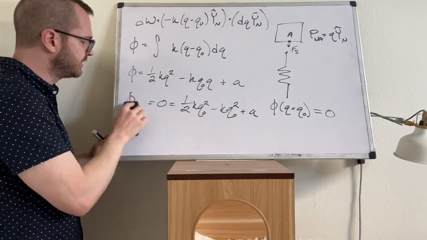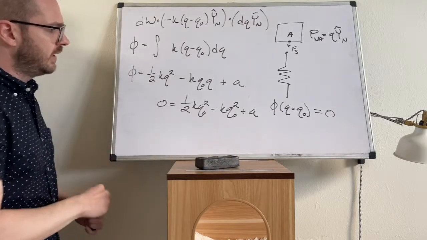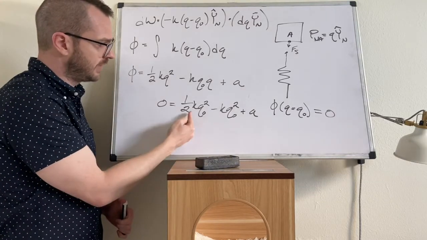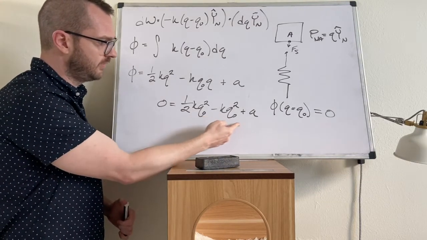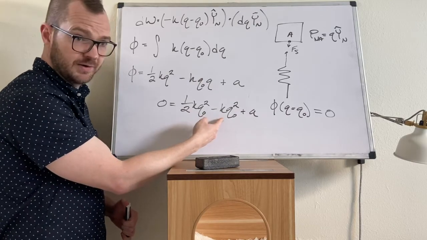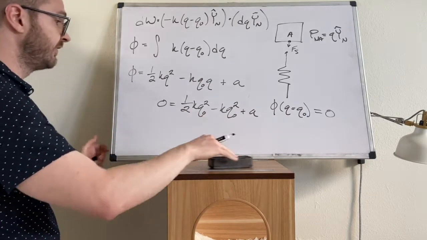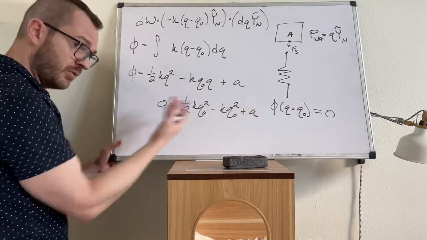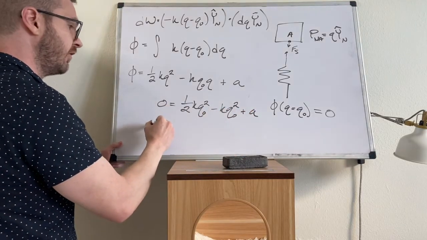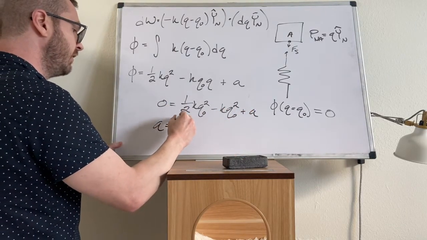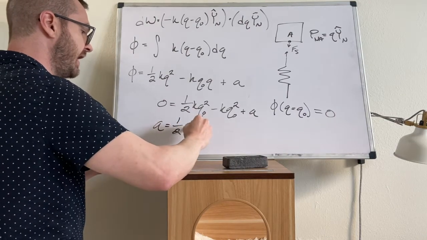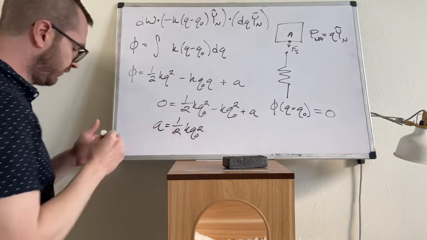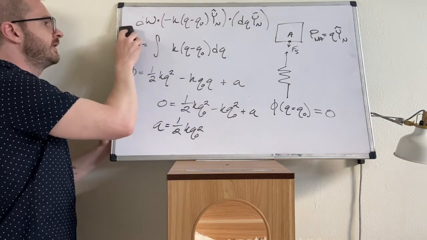So what are we going to do? How do we get rid of that integration constant this time? Well, we can subtract these, right? These are both k q naught squareds, and you've got a positive 1/2 and a negative 1, so that's going to yield a negative 1/2, and then we move it to the other side. So a equals 1/2 k q naught squared. All right, we're not quite done yet.